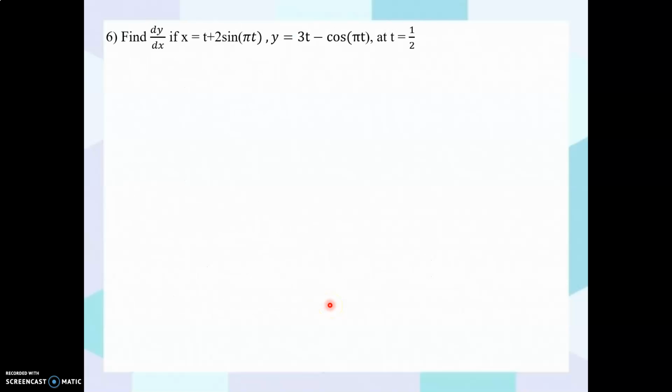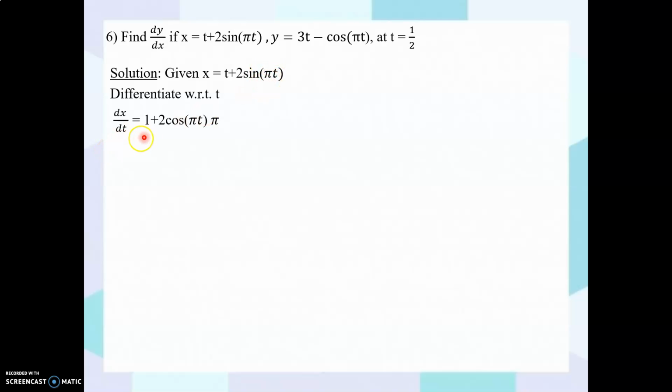Next question is find dy upon dx if x is equal to t plus 2 sine pi t, y is equal to 3t minus cos pi t at t equal to 1 upon 2. So solution for this is x is equal to the given function, differentiating with respect to t. Dx upon dt is equal to derivative of t is 1 plus 2 into, this is sin x format, derivative of sin x is cos x, but since it is not x, you have to take the derivative of this also. So 1 plus 2 into cos pi t and derivative of pi t is pi. So 1 plus 2 pi cos pi t.